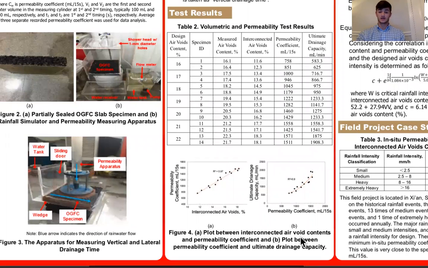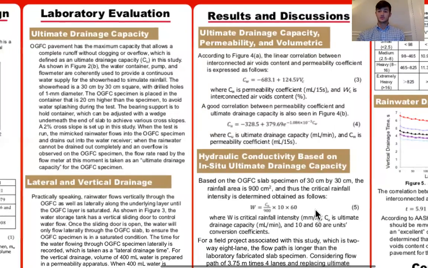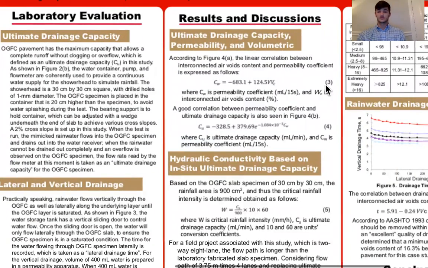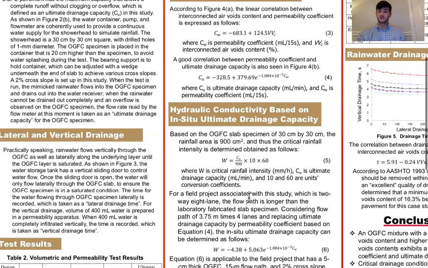Figures 4A and B show the relationship between interconnected air voids and permeability coefficient in milliliters per 15 seconds. Also, Figure 4B shows the permeability coefficient in milliliters per 15 seconds versus ultimate drainage capacity. Using these two plots, equations 3 and 4 were formulated. Equation 3 shows permeability coefficient as a function of interconnected air voids. Equation 4 shows the ultimate drainage capacity as a function of permeability coefficient.